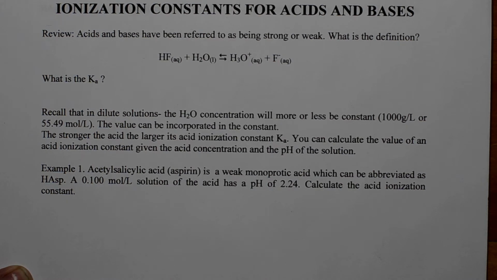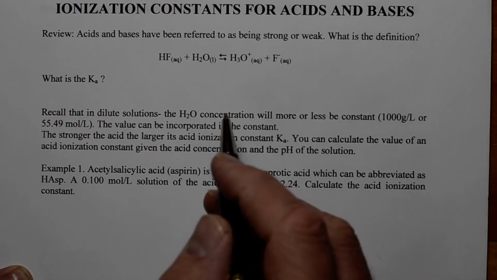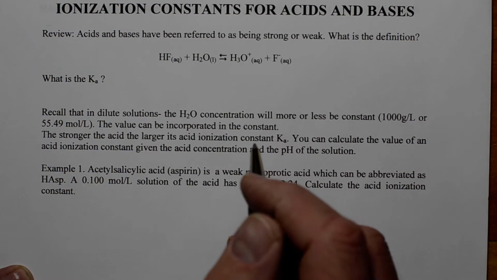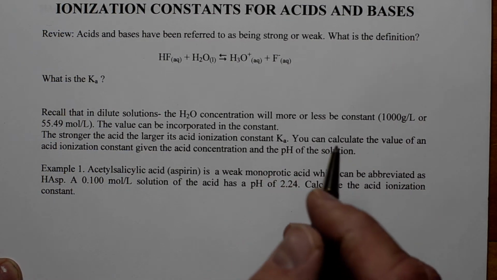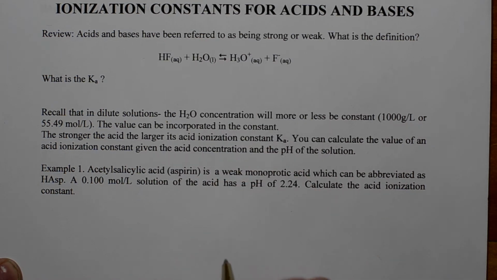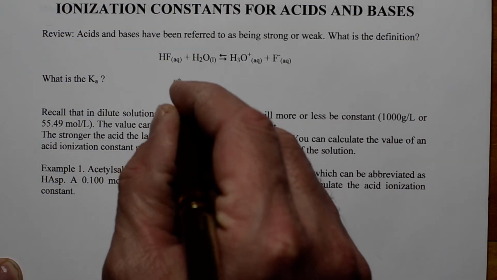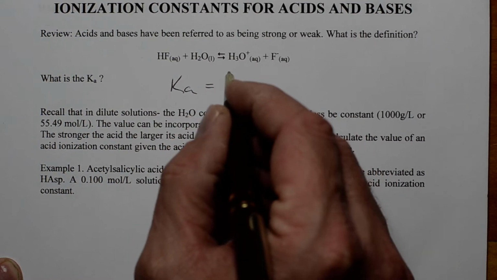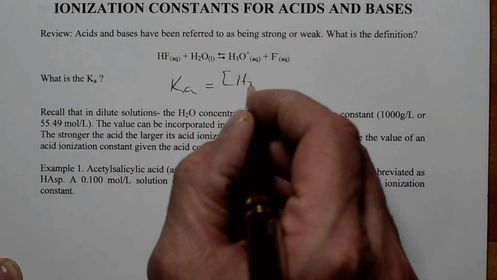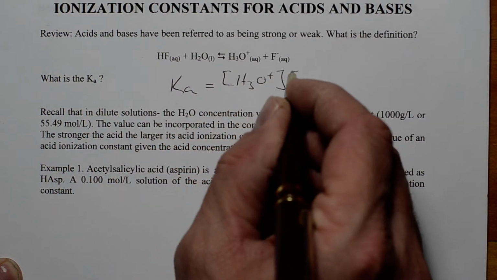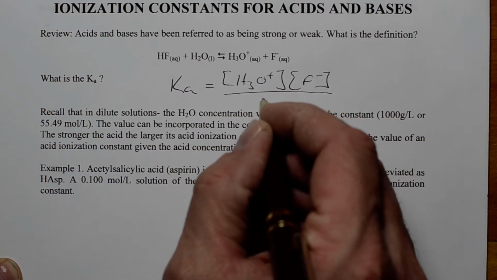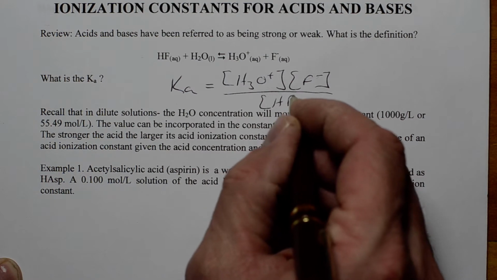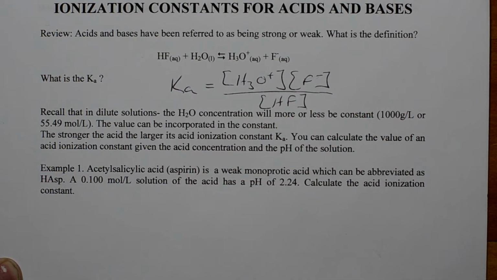There's our old friend hydrofluoric acid, a nasty acid in itself, eats glass and all kinds of stuff like that. It's a weak acid, so looking at that equation, you should be able to pick out what the Ka is. And if you said that the Ka is going to equal the concentration of hydronium ions times the concentration of fluoride ions over the concentration of hydrofluoric acid, you'd be correct.